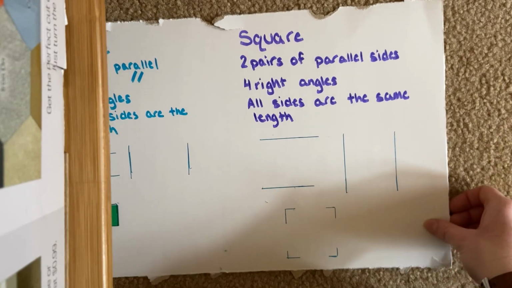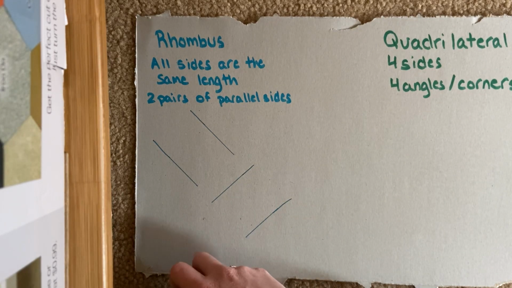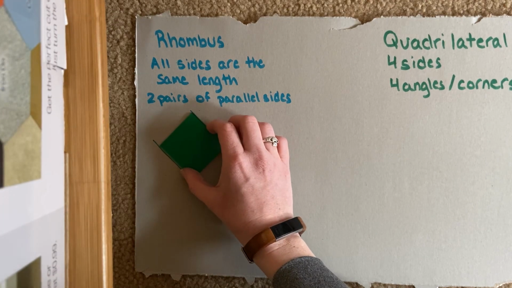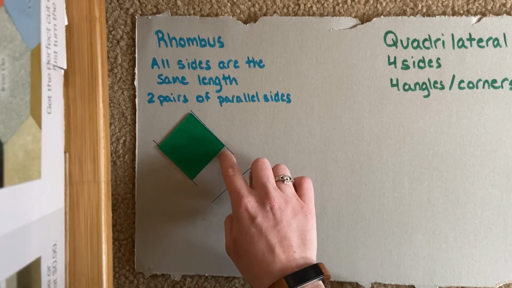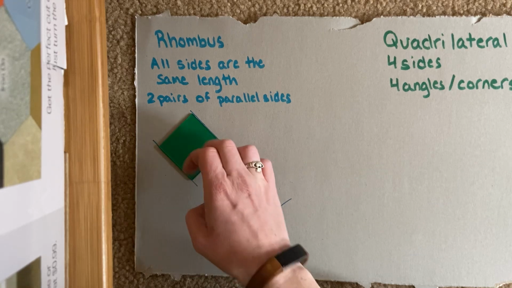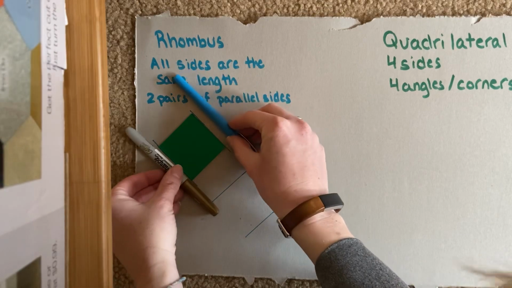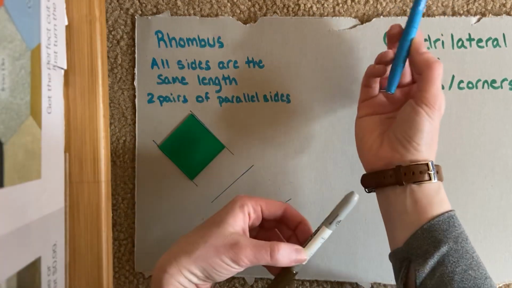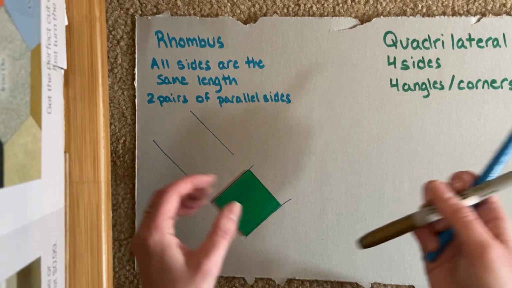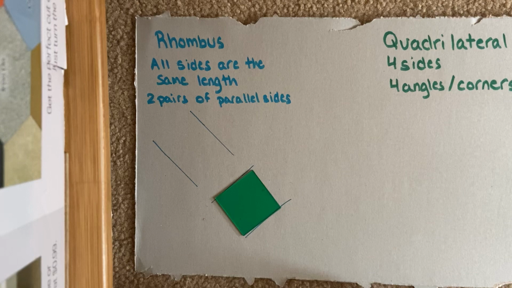Now we're going to take a look at rhombuses. A rhombus is a shape that has all sides that are the same length and 2 pairs of parallel sides. When I put my rhombus in here, you can see all these sides are the same exact length. It looks kind of like a diamond, and it has 2 pairs of parallel sides. These 2 sides will continue on forever, never crossing, and these two sides will continue on forever, never crossing.